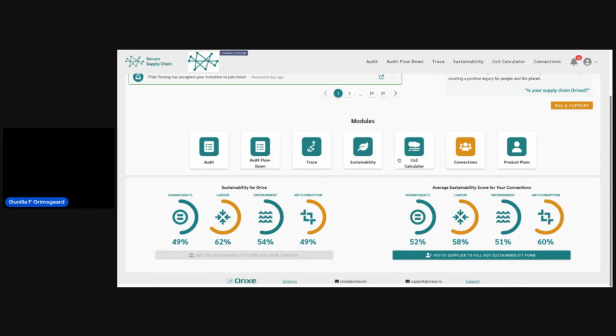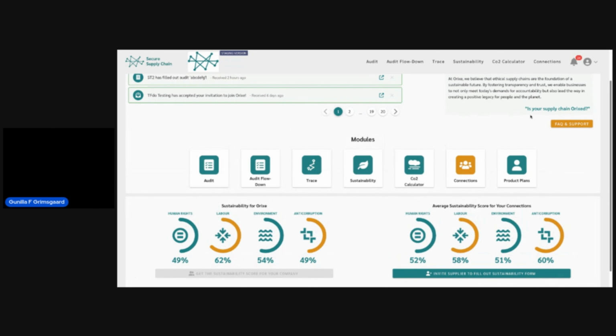And then there's a CO2 calculator where you can calculate the CO2 emissions for your company. But you can also invite your suppliers to do the CO2 calculation, then you can get an overview of that. Here you have an overview of the connections as the company that you have connected with in the platform. We're going to talk about sustainability, and that's our main focus.